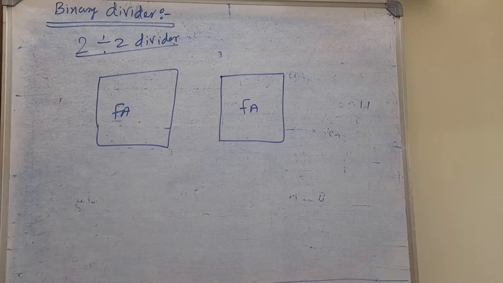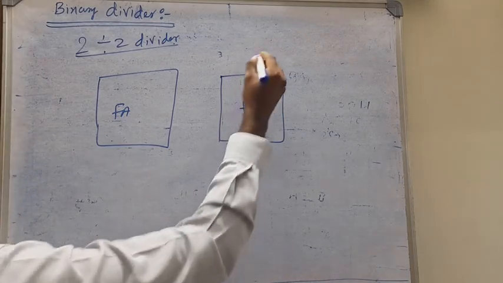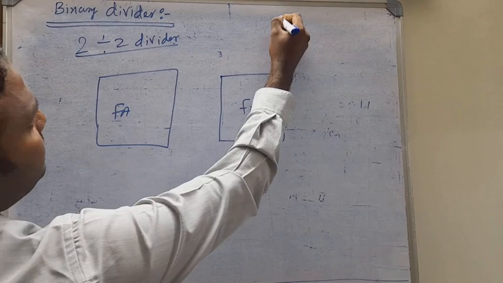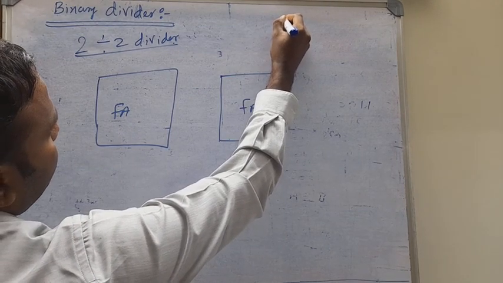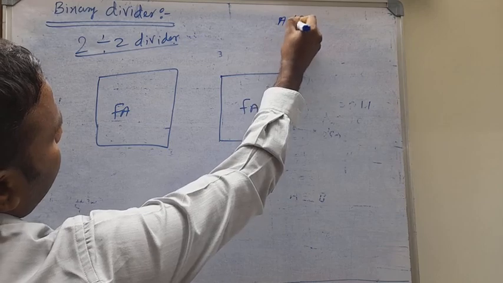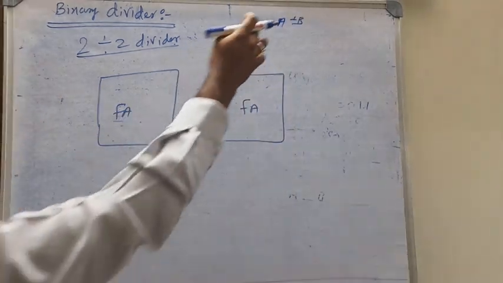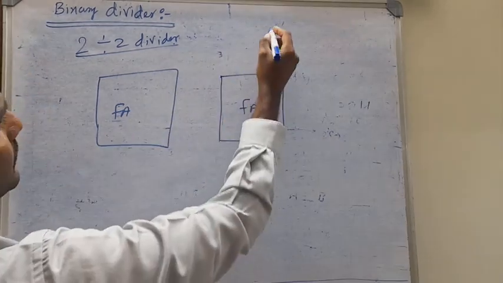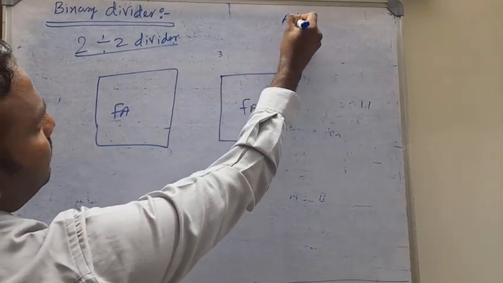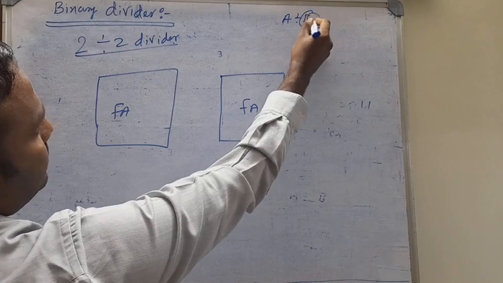Okay, so first one indicates, so I am using 2 bit now. 2 bit means, for example here, a divided by b, so a is 2 bit and b is 2 bit. Okay, so the second term, a divided by b now, this is the second term, right?